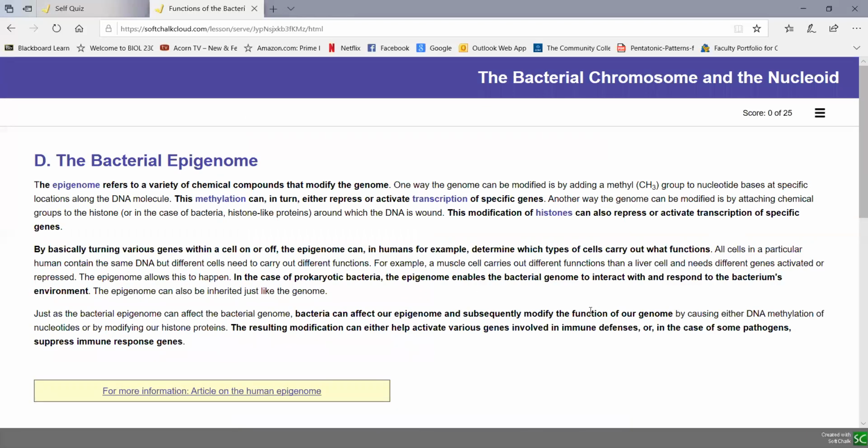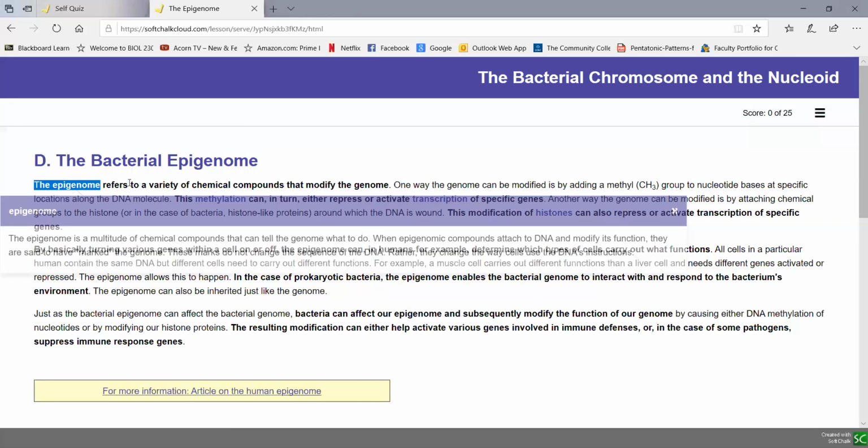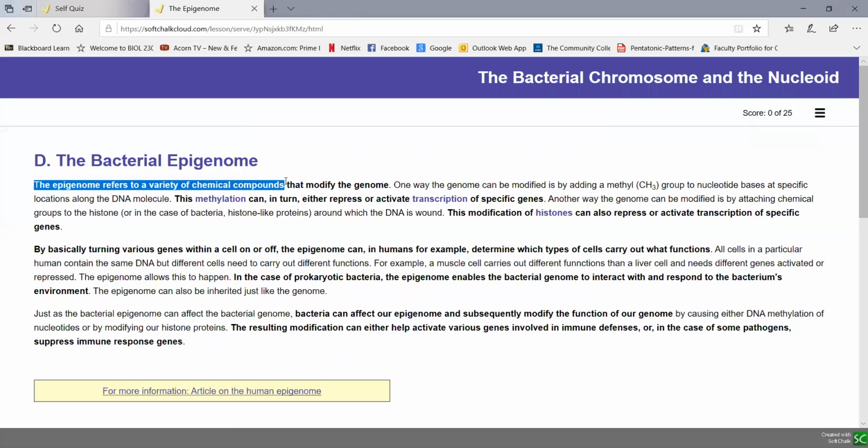I want to talk briefly about the bacterial epigenome. This is a layer of genetics higher than the genome, being the chromosome. The epigenome refers to a variety of chemical compounds that can modify the genome. And there's various ways this can be done.